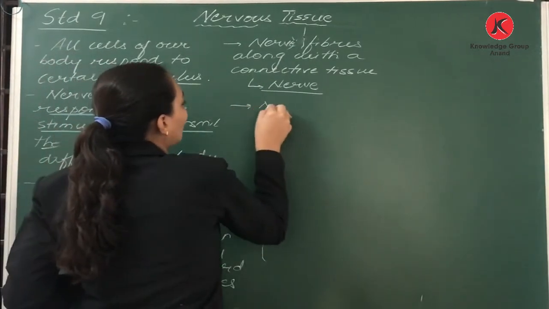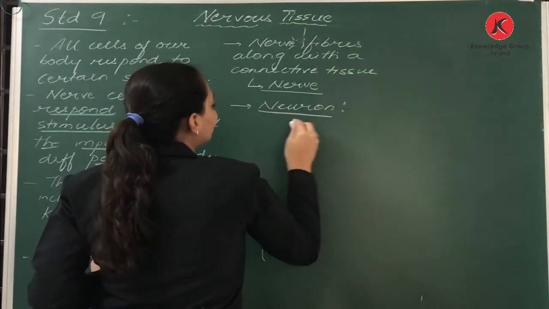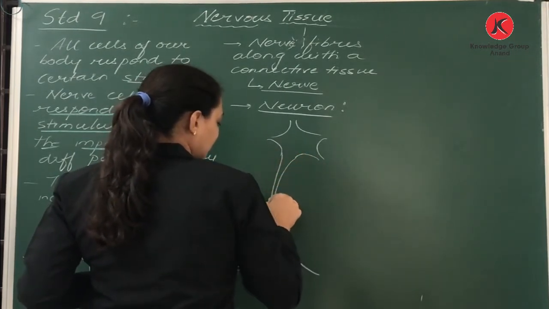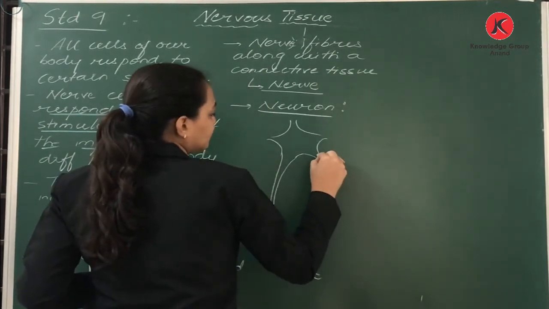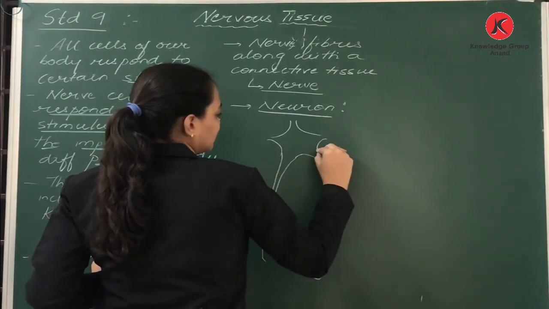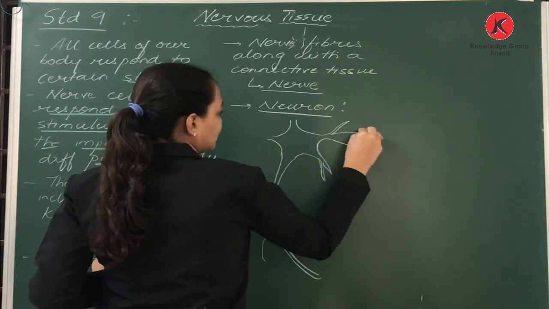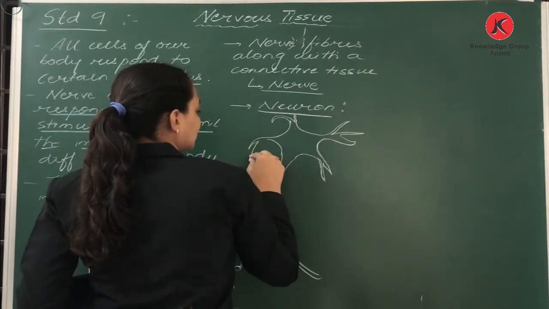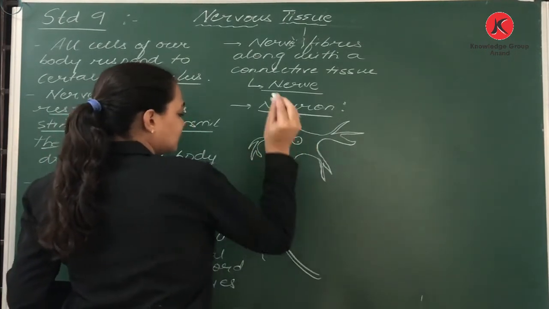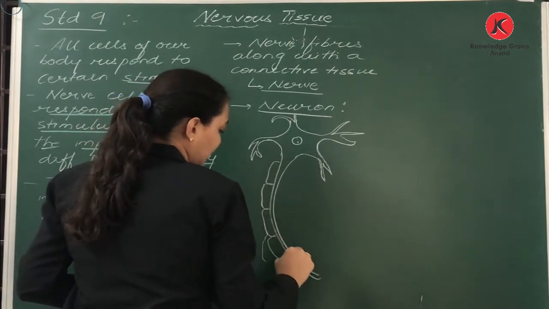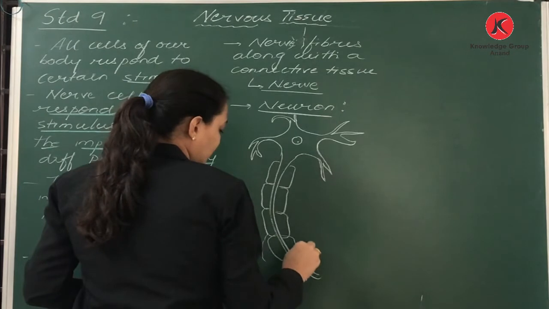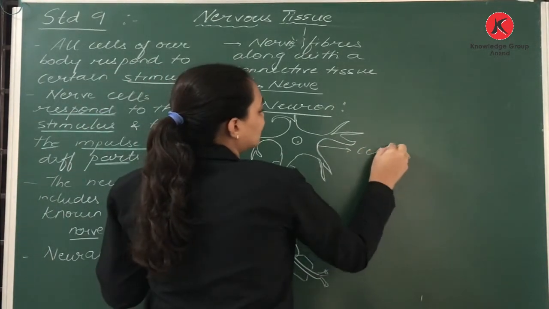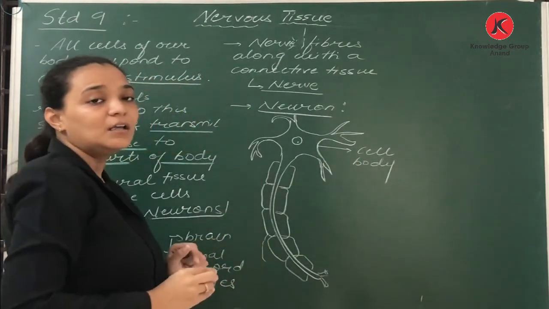Now a nerve cell or a neuron, if we talk about the diagram of the neuron, the neuron has certain very important structures within it. So, the first structure that you can observe at the top, this region is known as the cell body.